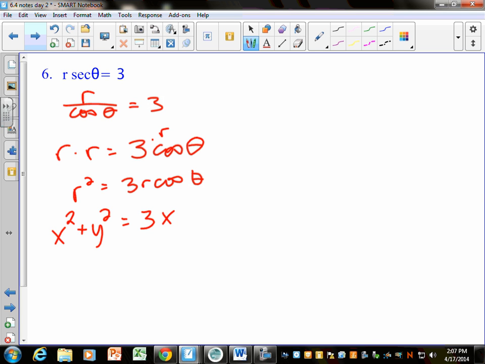This one's a lot uglier than my last one with the circle, because now you have to complete the square with a fraction, so you're going to have to take half of 3, which is 3 halves, and then square, which is 9/4, and who wants to do that nonsense? No one.